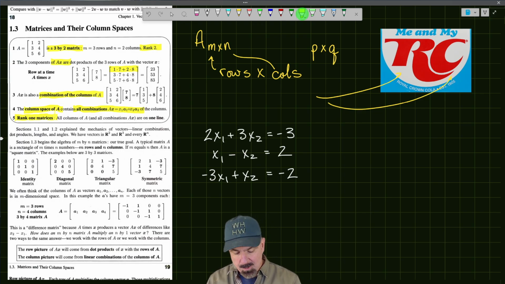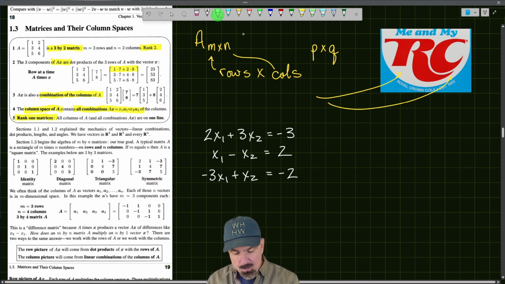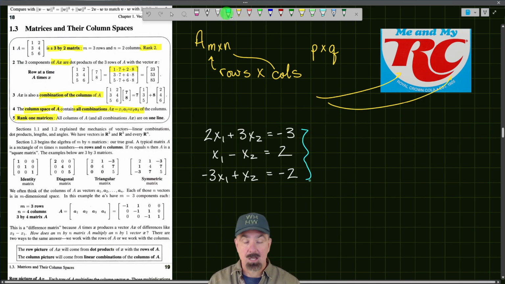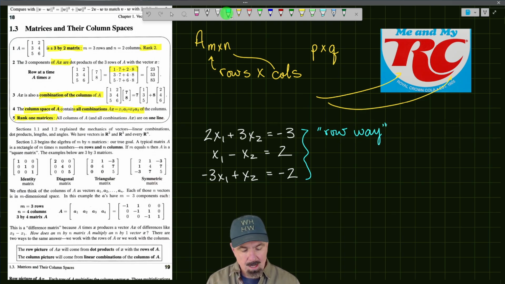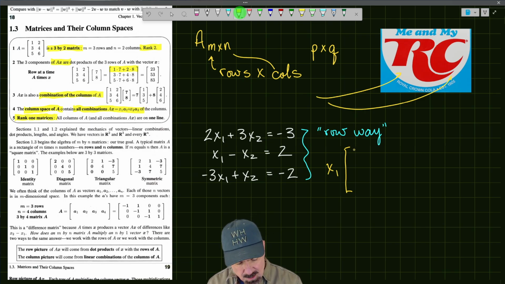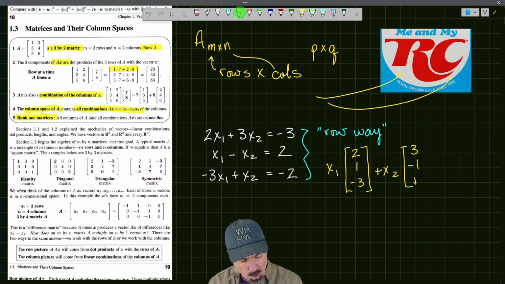So let's start with the example that we had previously where we have 3 equations and 2 unknowns. And we talked about writing this in what Strang calls the row way. And you remember we had 2 other ways to represent a system of equations. One of them is the column way, where we take x1 and we multiply times the vector of its coefficients, which in this case would be 2, 1, negative 3. And then we add to that x2 multiplied times 3, negative 1, 1. And then finally we set that equal to a vector, which is negative 3, 2, negative 2.